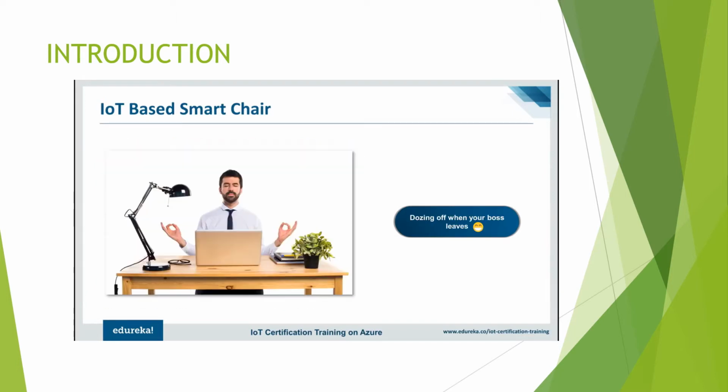And on a funnier note, you can also put the IoT device under your boss's chair so that you get to know if your boss is in the cabin or not, and when he's not around, you can happily take a nap.